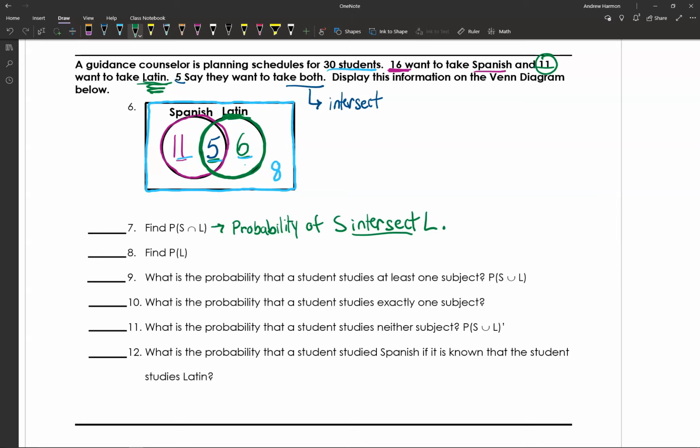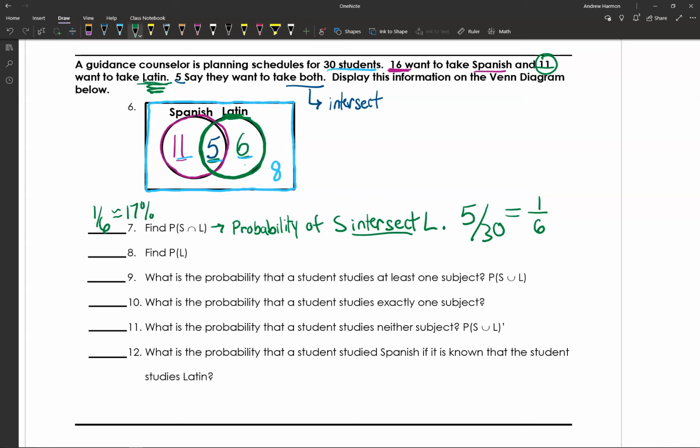So the probability of S intersect L is first the intersection of S and L, which is 5 total people, that overlapping set. Then we put that over the total number of possible outcomes, how many total people the guidance counselor is working with, and that's 30. So our probability would simplify then to 1 over 6, which we could write as 1/6. Now, because probabilities are often written as percentages, it wouldn't be a bad idea to get 1/6 as a percentage, so that would be approximately 17%.